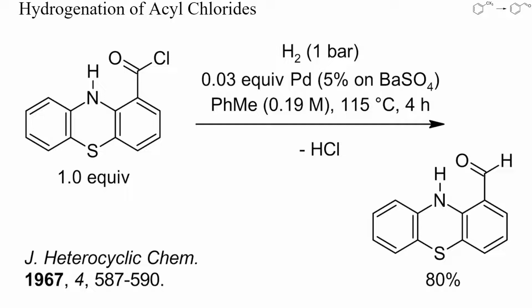Acyl chlorides can sometimes be hydrogenated selectively to aldehydes in the so-called Rosenmund reduction. This requires an aprotic solvent and a slightly deactivated catalyst. Supported palladium is the most common choice, and deactivation can be achieved with sulfur derivatives or pyridines.